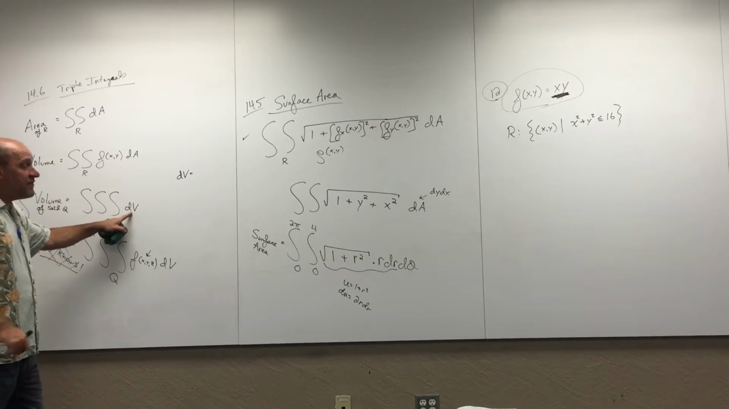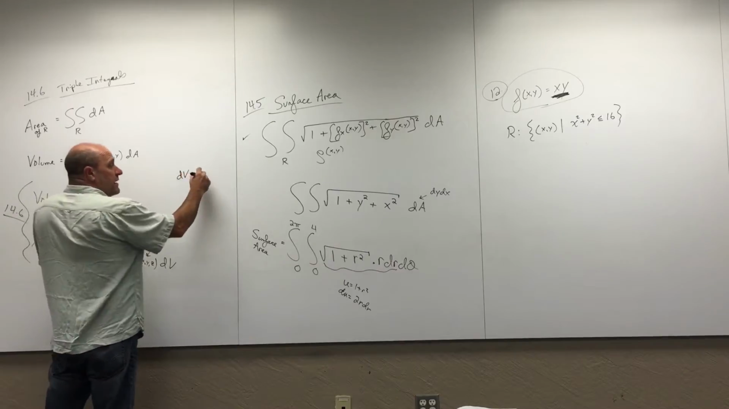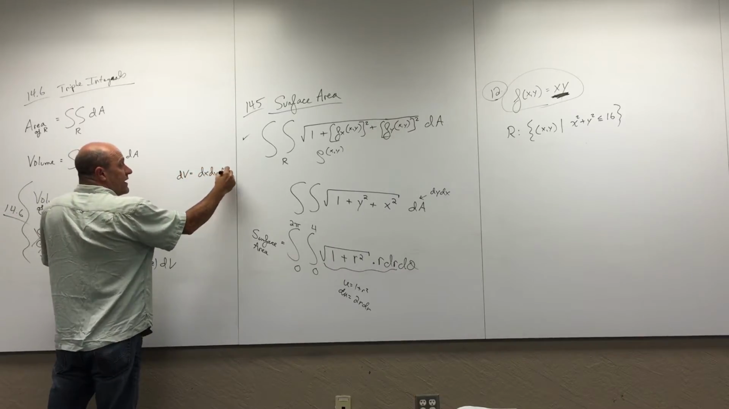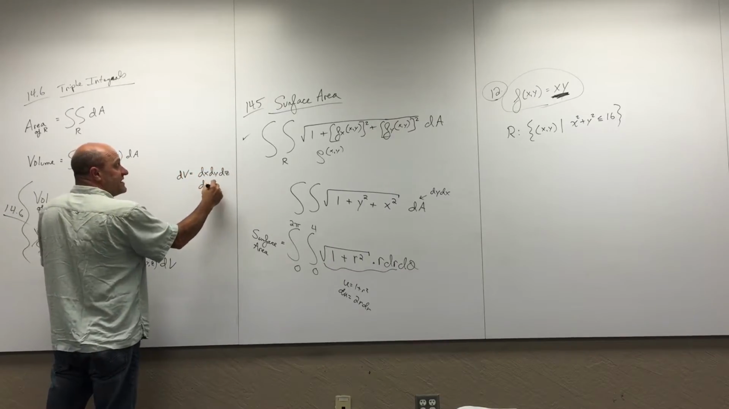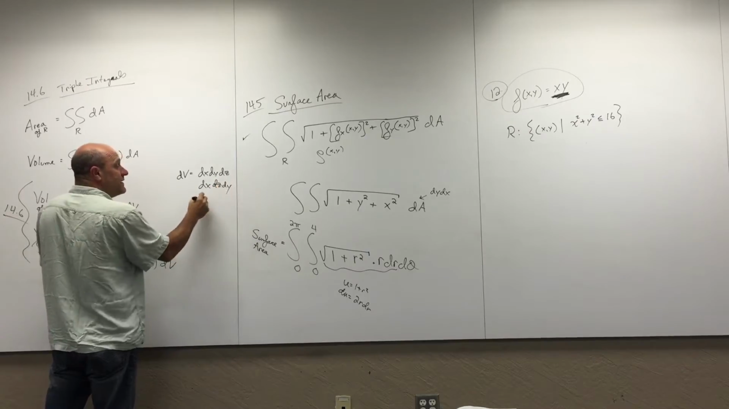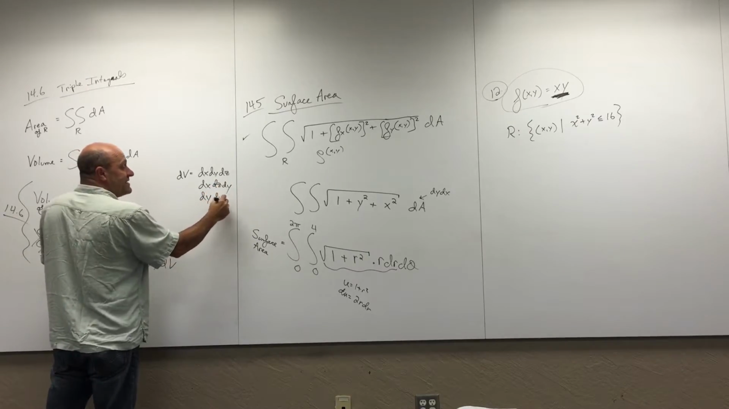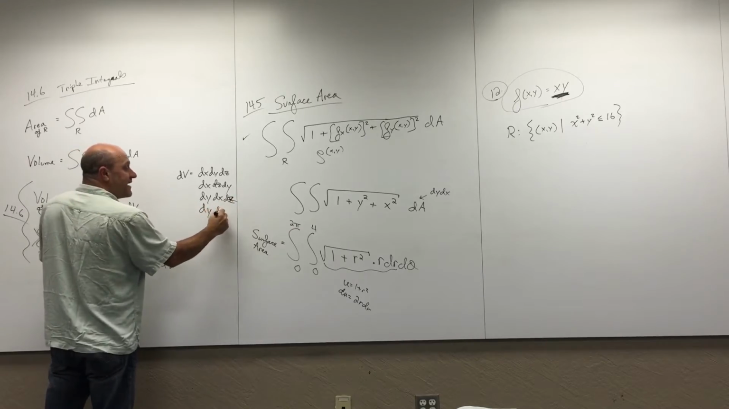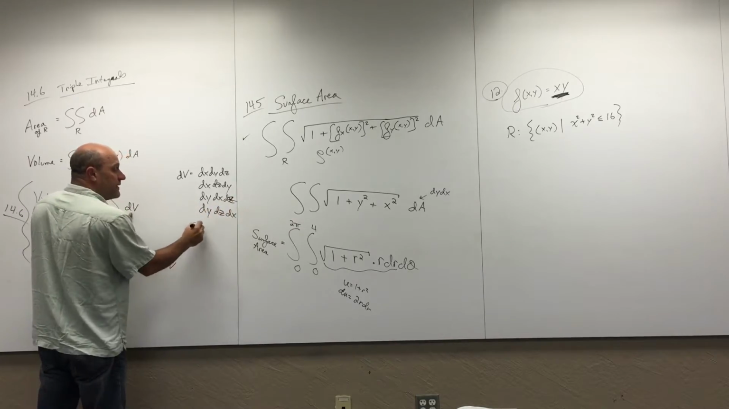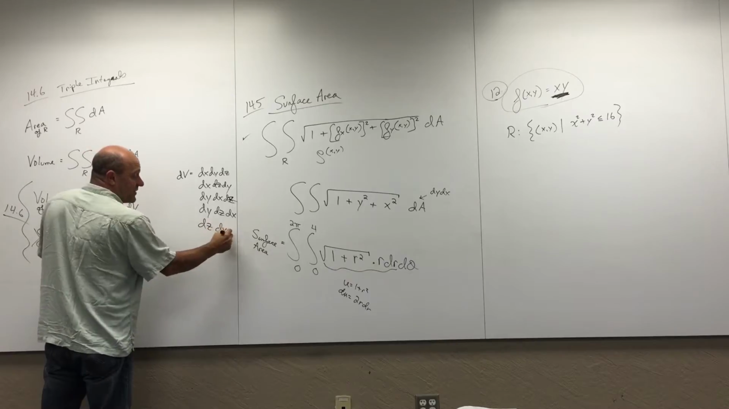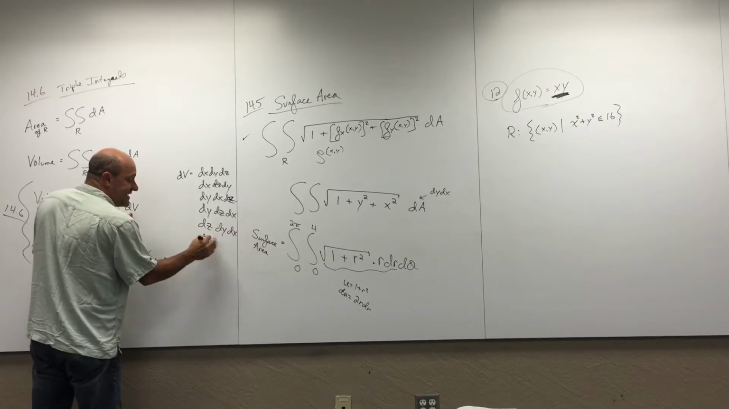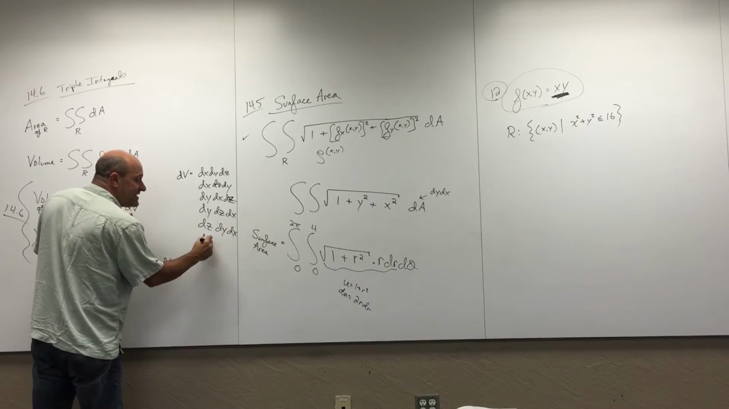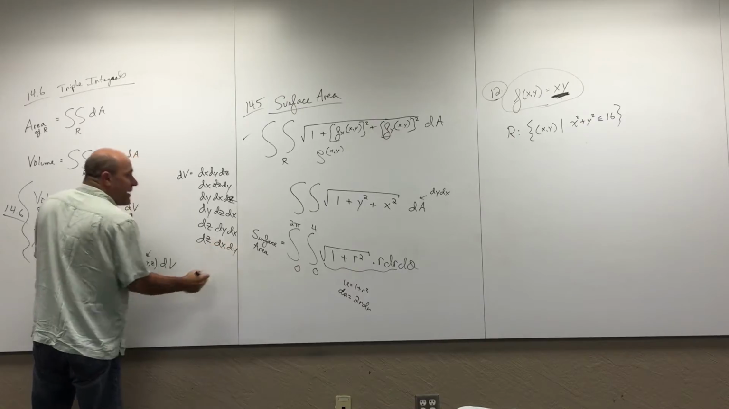And to set up your dV, what could it be? dx dy dz. What else? dx dz dy. What else? dy dx dz. What else? dy dz dx. What else? dz dy dx. What else? dz dx dy. Right.